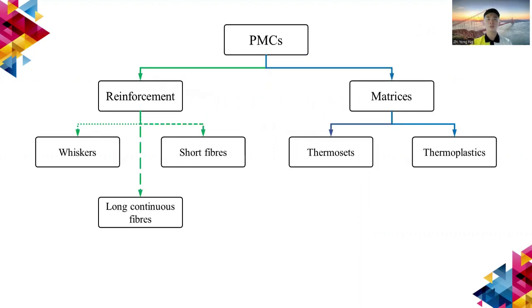So, a general introduction to polymer matrix composite. The composite consists of two materials, which are its matrices and the reinforcement. For the reinforcement, we have three general types, which are particulate, long continuous fibers, and short fibers. Whereas for the matrices, we have thermoset polymers and thermoplastic polymers.